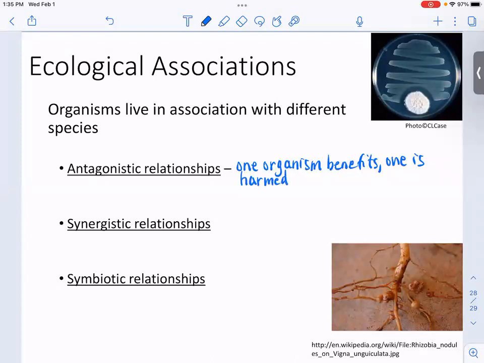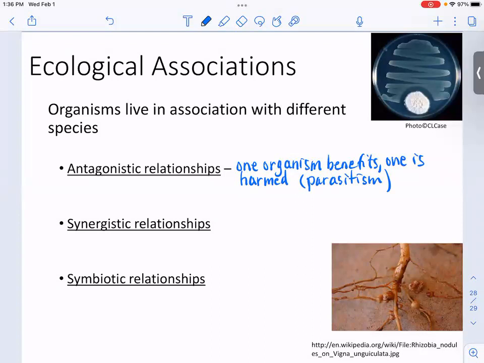You could also think about this as parasitism. That's an antagonistic relationship. You can think of lots of examples of this. Certainly, there are organisms in our body that are harming us. We're giving them all these nutrients and they make us sick.